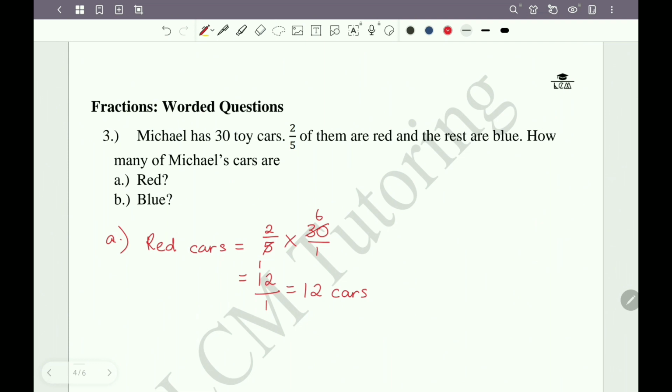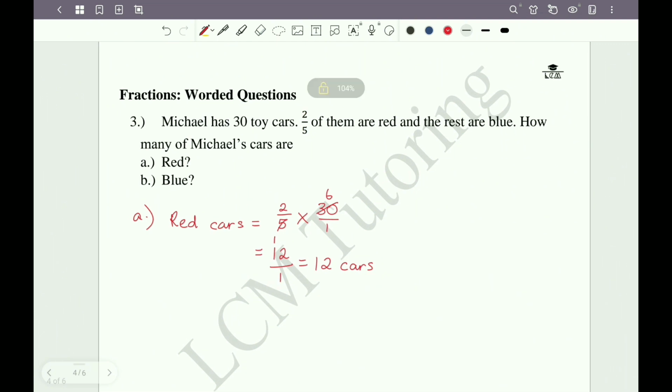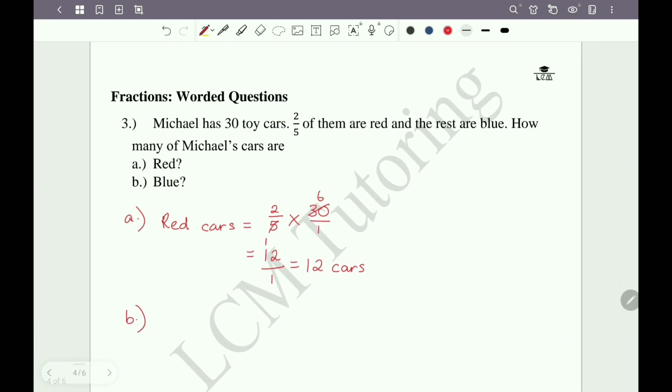Now moving into part B, we are asked how many of Michael's cars are blue, right? Now there are 2 ways to do this. Because Michael only has red cars and the rest are blue, red and blue cars alone, what we can do is say that the number of blue cars is simply 30, which is his total number of cars, minus 12, which is his red cars. 30 minus 12 is 18 cars, right?